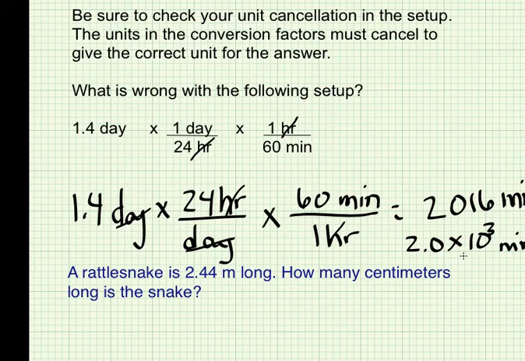All right, let's take a look at one more. So we've got a rattlesnake, is 2.44 meters long. How many centimeters long is the snake? So always start with what you're given. So I'm given the 2.44 meters. And I want to know how many centimeters.